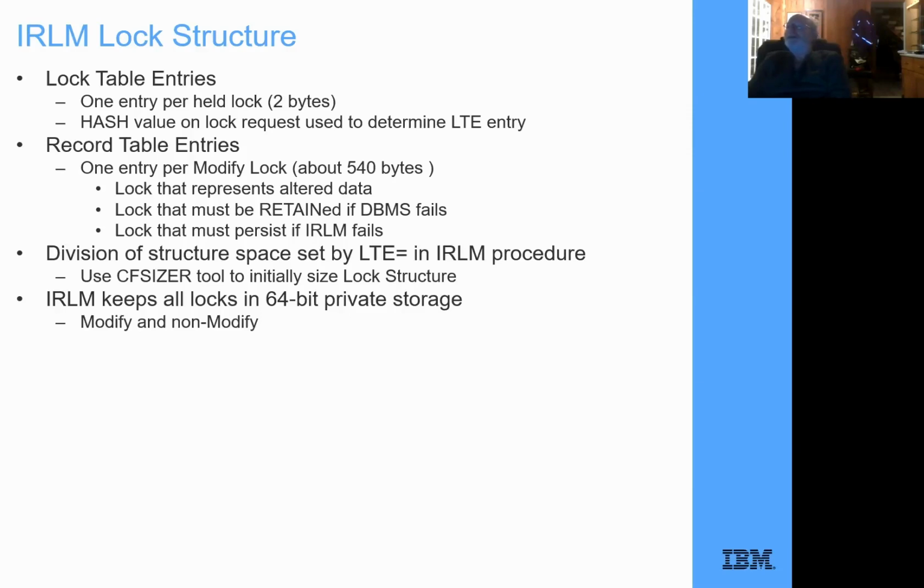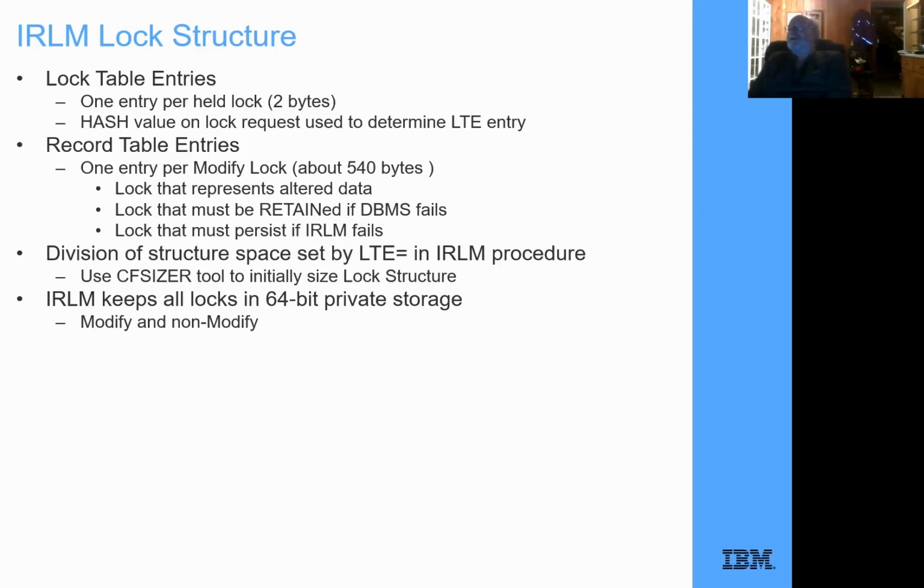Record table entries. There's one entry per modify lock. A modify lock is a lock that represents altered data. And it's important because it's a lock that has to be kept and retained if the database manager fails, right? And it also must persist if IRLM fails. So that lock is maintained in the lock structure in the record table entry. Not all locks are modify locks. Even exclusive locks are not modify locks. For example, in FastPath, a lock is changed to be a modify lock only at commit when the data is going to be written out.